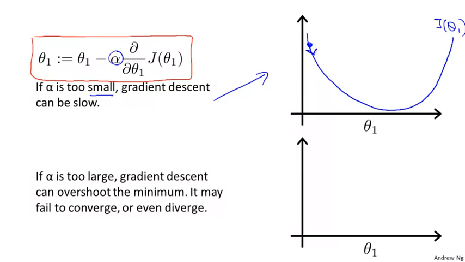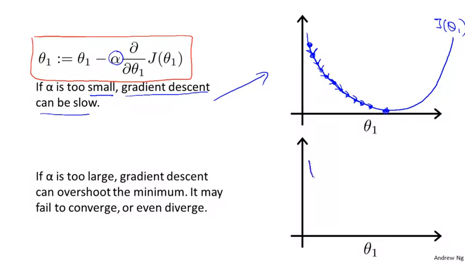Then from this new point, I'm going to take another step, but if alpha is too small, I'm going to take another little baby step. And so if my learning rate is too small, I'm going to end up taking these tiny, tiny baby steps to try to get to the minimum, and I'm going to need a lot of steps to get to the minimum. And so if alpha is too small, gradient descent can be slow because it's going to take these tiny, tiny baby steps, and so it's going to need a lot of steps before it gets anywhere close to the global minimum. Now, how about if alpha is too large?